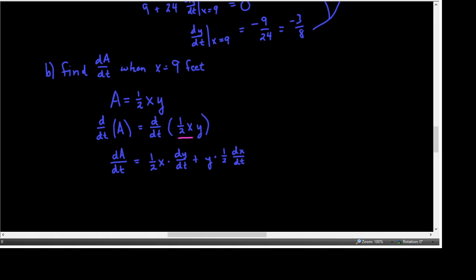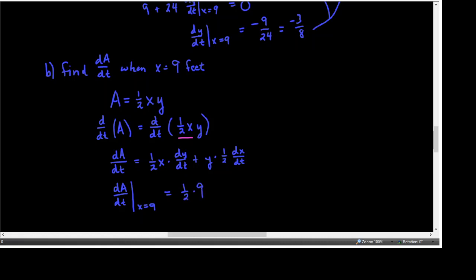Okay, so I think I'm going to just substitute in. Well, it is solved for dA/dt. What am I saying? That's not really much of a choice. It's already by itself, so that's good. Find dA/dt when x is 9. So now we substitute in everything we know.